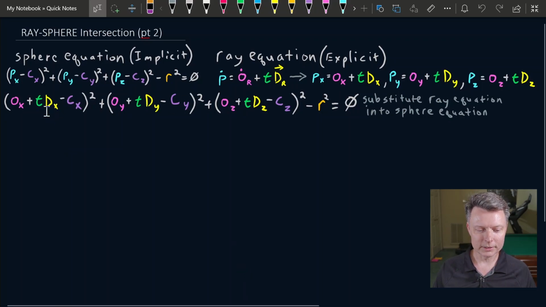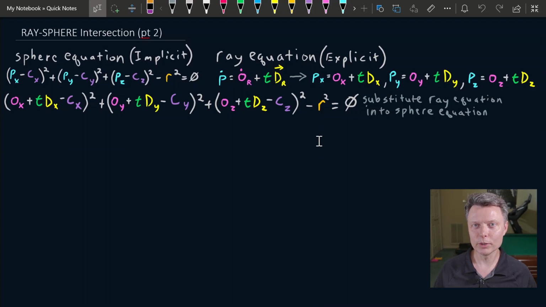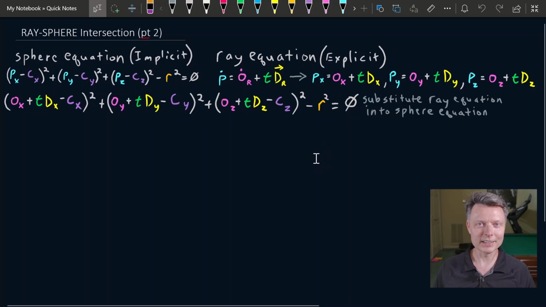Because right now, in its current form, we can't do anything with this. We can't just plug this into a computer and expect it to spit out an intersection point. It doesn't quite work like that. So we have to do some work before we give the computer the nice and tidy equation at the bottom here. So as I said before, we're going to combine the like terms, and that'll simplify the brackets just a little bit.